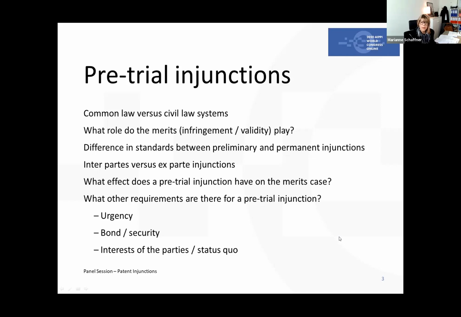I think that maybe lawyers should think about it more often. Maybe more injunctions would be granted if the patentee was also offering to post a bond in order to get an injunction. This is something maybe that has to be considered.